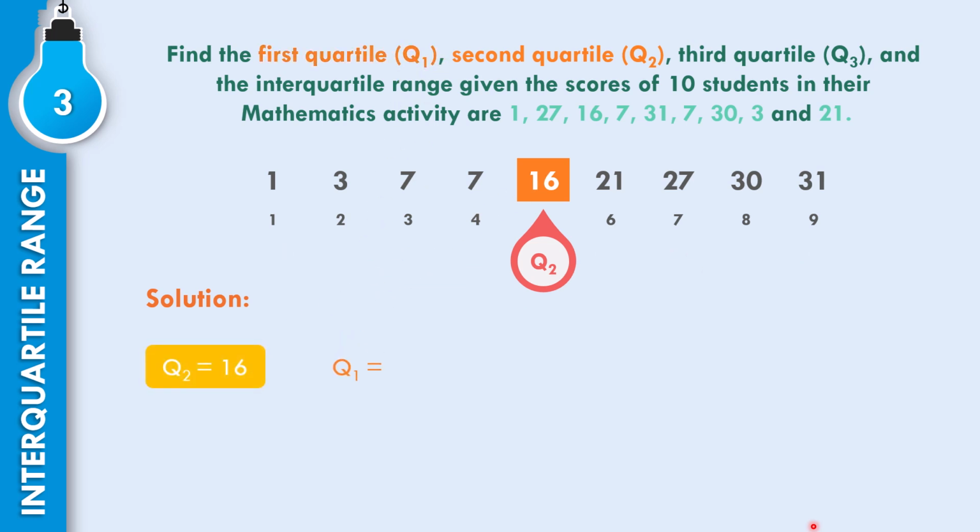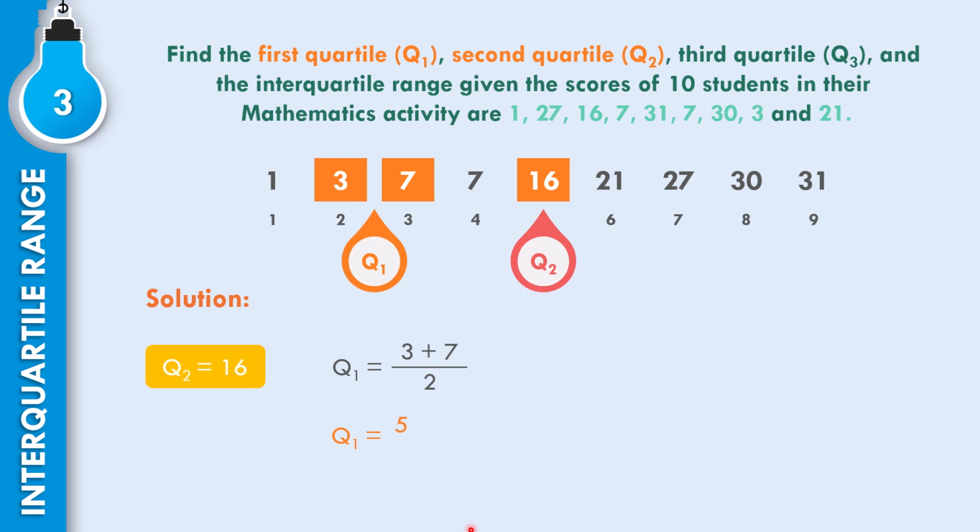So let us identify now the Q1, that is the first quartile. If we count, this is 1, 2, 3, and then 4. So it means Q1 is between the second and third position. So let us add 3 plus 7 divided by 2, that is equal to 10 divided by 2. The answer is equal to 5. So Q1 is equal to 5.